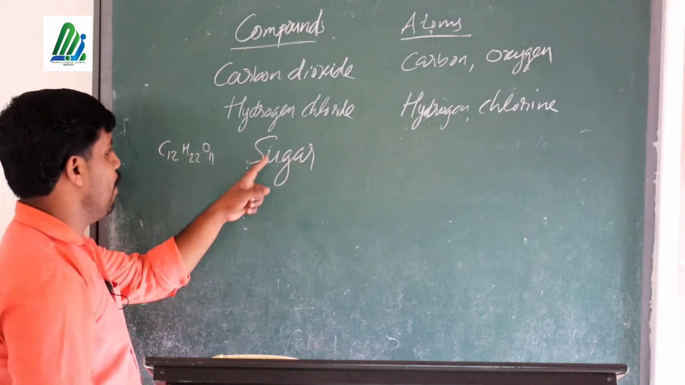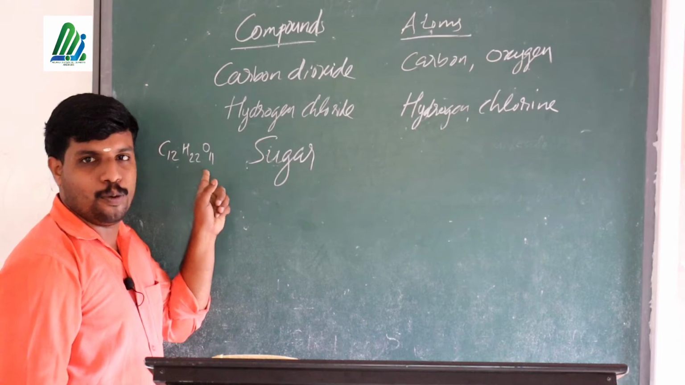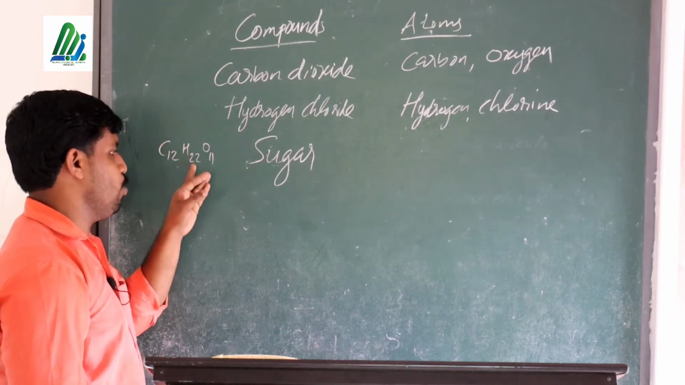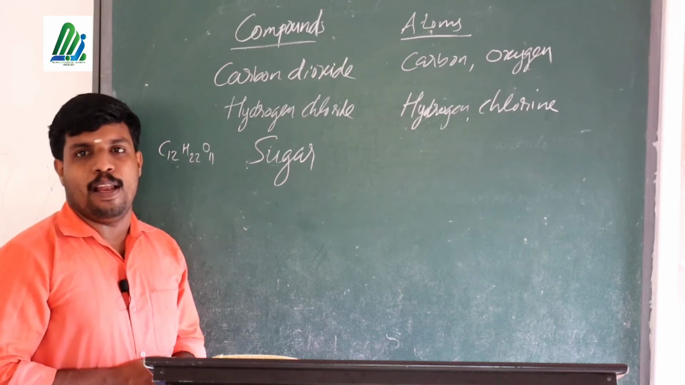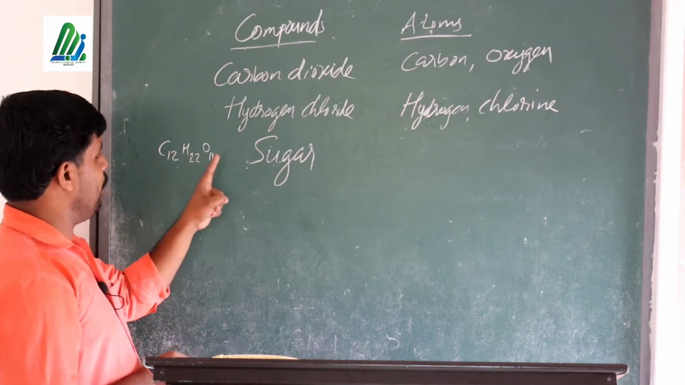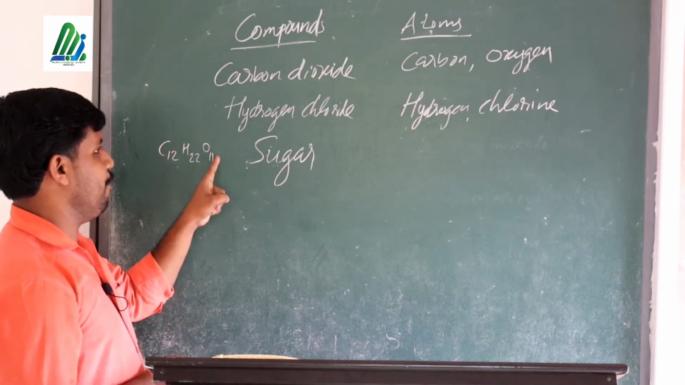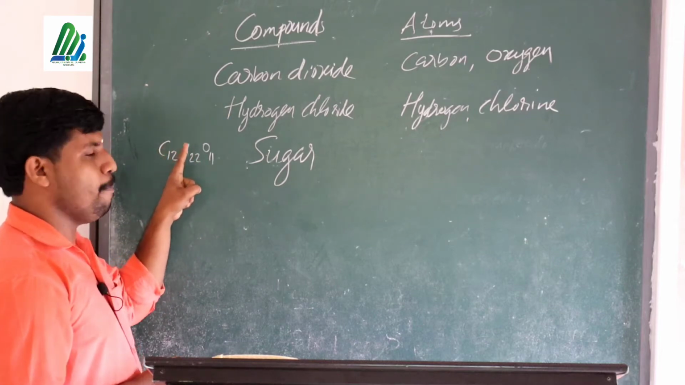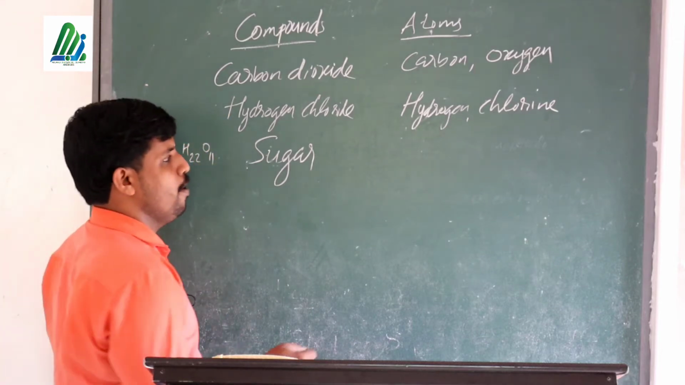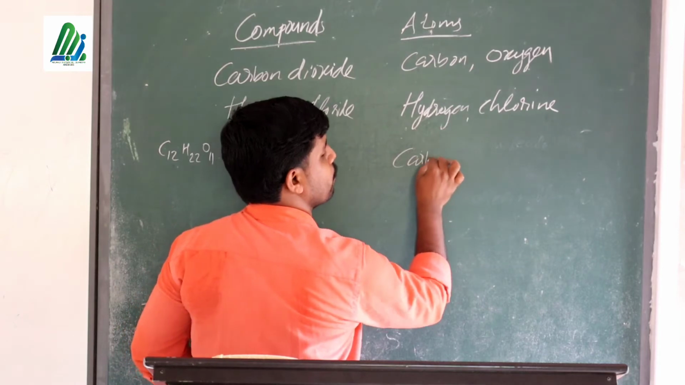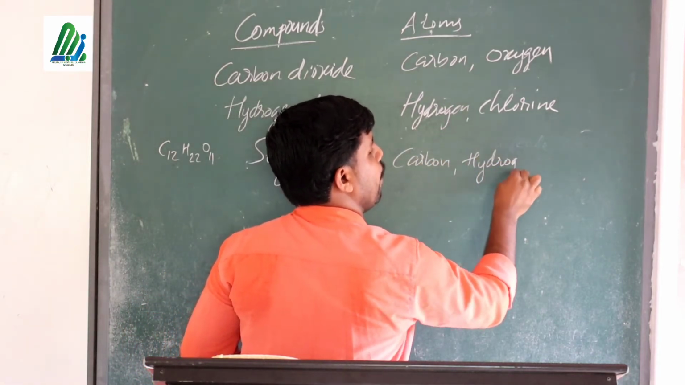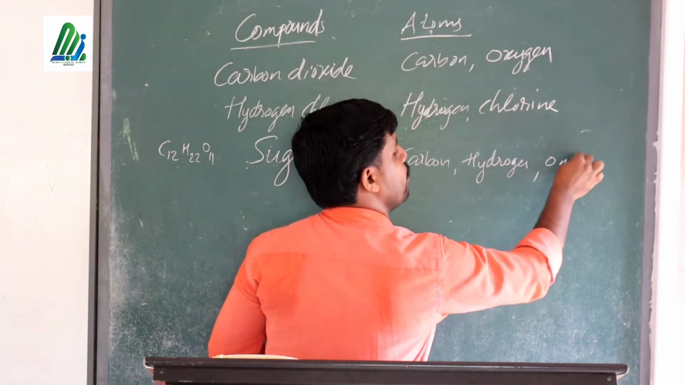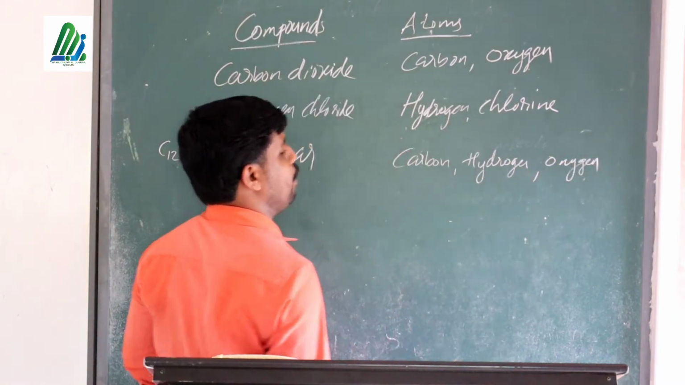C12H22O11. This is the chemical formula of sugar. By knowing this chemical formula, we can identify the atoms present: carbon, hydrogen and oxygen. These are the atoms present in that compound.